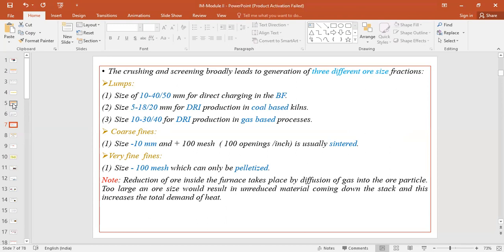When it comes to the fines, these are again classified into two types. One is coarse fines, the other is very fine fines. The fines having a size range of minus 10 mm and plus 100 mesh are called coarse fines, and these can be used for the sinter making process. Similarly, we have very fine fines, that is the iron bearing material less than minus 100 mesh. That can be used for the pelletization process.